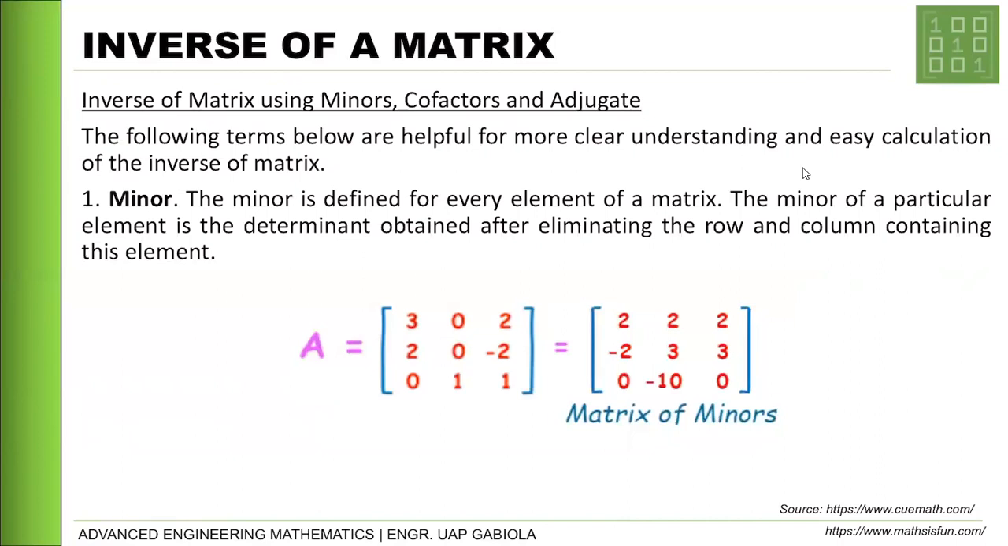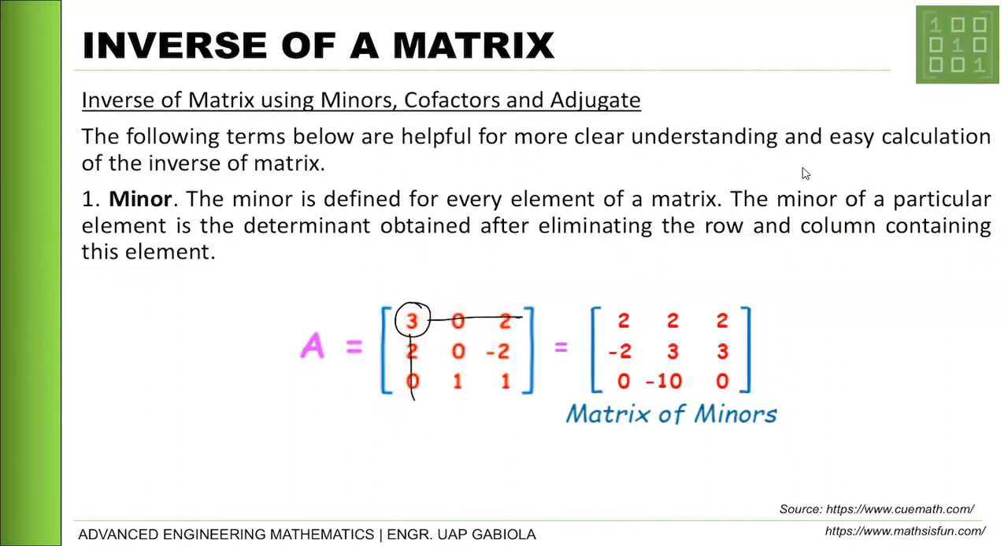Okay? So si minor daw is defined for every element of a matrix. So the minor of a particular element is the determinant obtained after eliminating the rows and column containing this element. Ayan. So, haba, no? So, sige. Tingnan natin ang halimbawa ay yung first element natin. Ito, si 3. Si 3 yung first element natin. Okay? Ang sabi niya, determinant obtained after eliminating yung row at column containing this element. So, kailangan eliminate natin yung katapat ng row and column. So, eliminate natin to. Eliminate natin to.